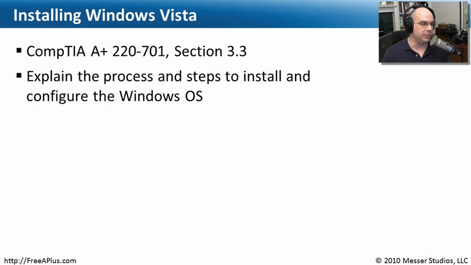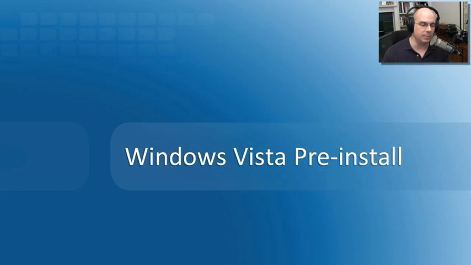This is from our CompTIA requirements 220-701 section 3.3, where we need to explain the process and steps to install and configure the Windows operating system. As you're probably aware, your CompTIA requirements, the operating systems for Windows includes Windows 2000, Windows XP, and Windows Vista. And so in this particular module, we're going to focus on Windows Vista.